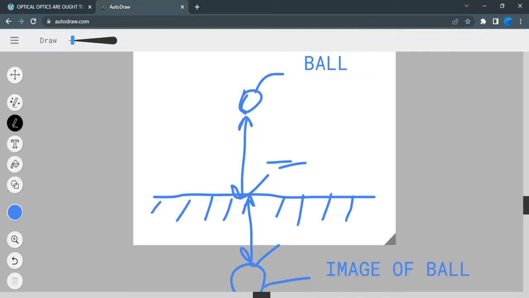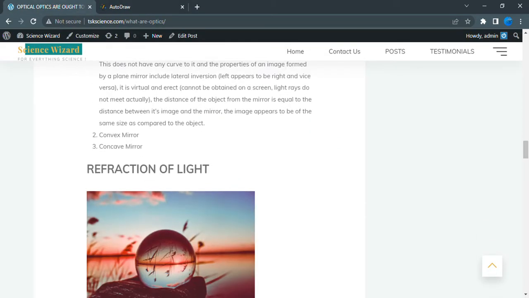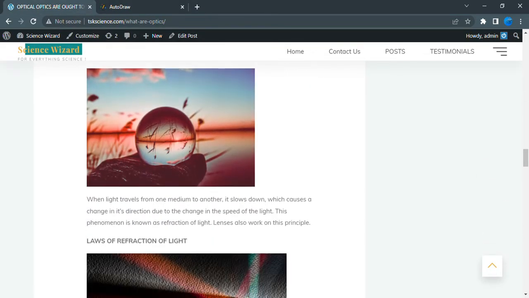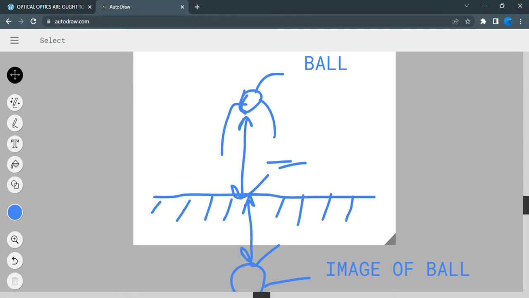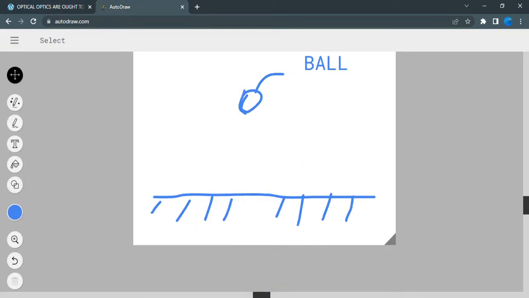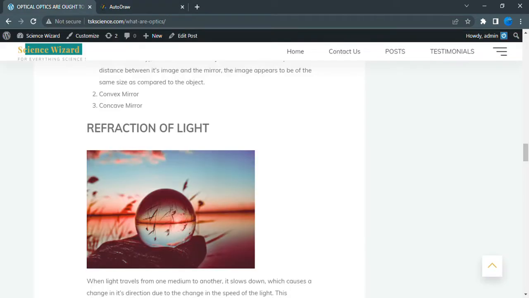Lateral inversion also takes place in a plane mirror. This means that the left side appears to be right in the image while the right side appears to be left. Next, we come to another phenomenon of light which is known as refraction of light. We will study convex lenses, convex mirrors and concave mirrors in the next post.